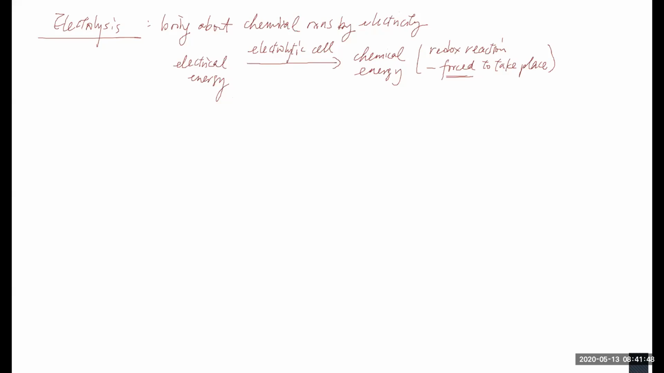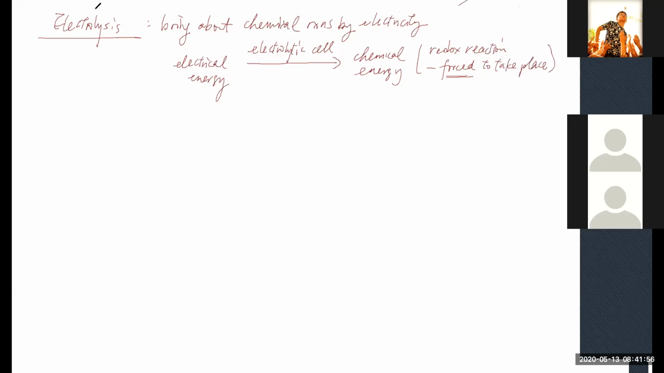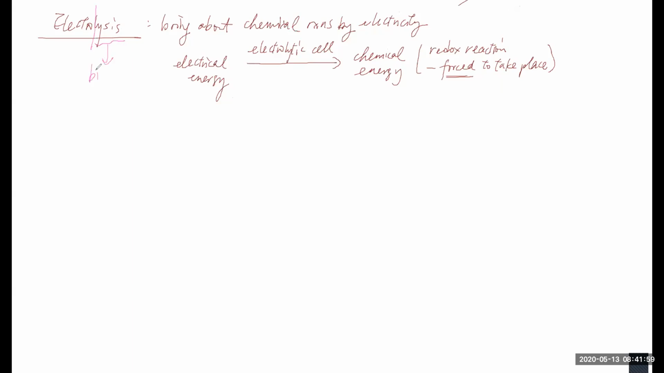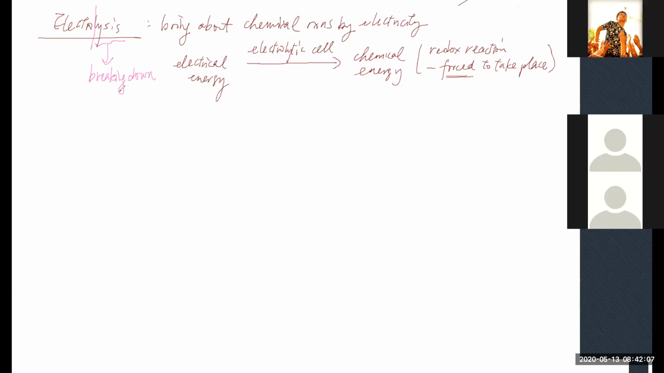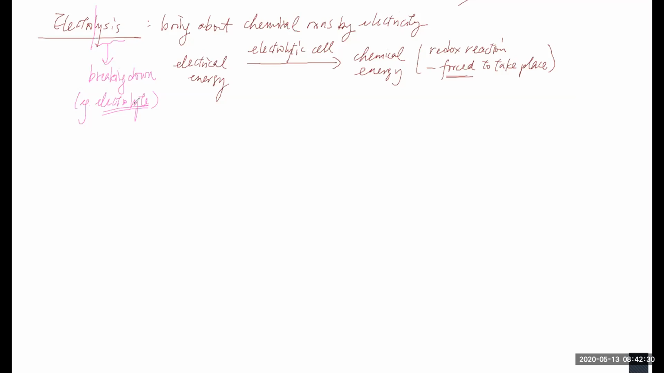Second, take a look at the term electrolysis. Lysis means breaking down. For example, you are going to break down the electrolyte into some other substances. But it is not just the electrolyte to be broken down into simpler things, you also need to consider the choice of electrode as well. These two are different.